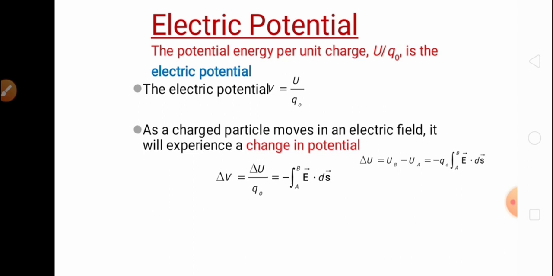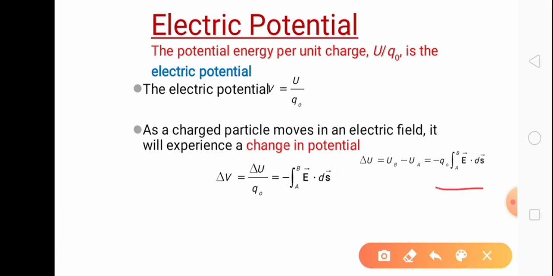Del U is equal to minus Q naught integration E dot ds. Now dividing by Q naught, it is equal to minus integral from A to B of E dot ds. So this is the change in potential. Change in potential is nothing but the work done in moving unit positive charge from position A to position B, and it can be obtained by the negative of the work done by the electric field.